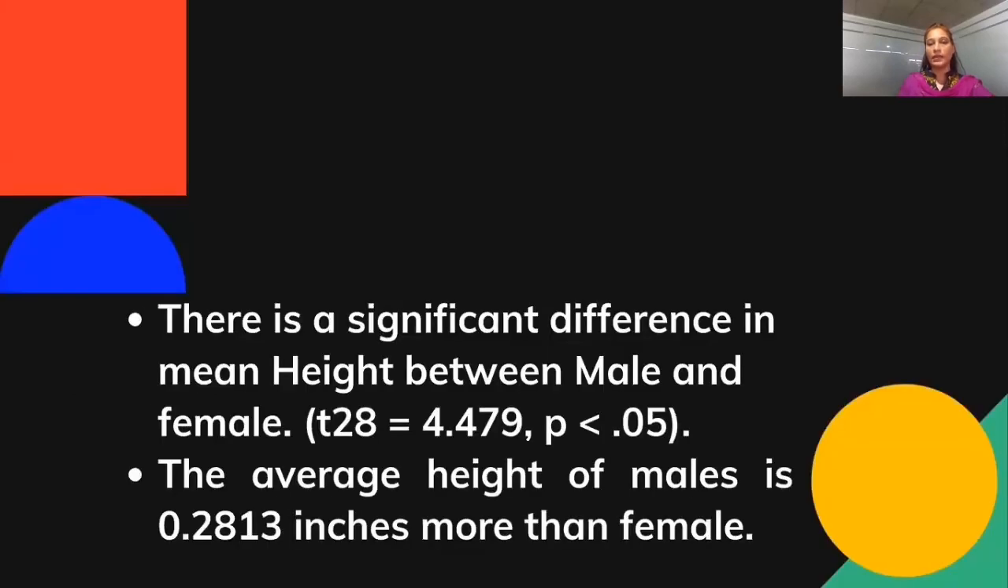Now we can write the interpretation as: there is a significant difference in the mean height between male and female. The t value for 28 degrees of freedom is 4.479 and the p value is less than 0.05. So here we can say that the average height of males is 0.2813 inches more than females.